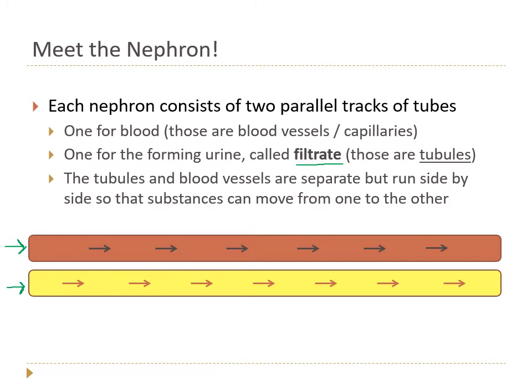So these blood vessels, these capillaries, run side by side with these tubules containing the filtrate. Some substances are going to move from the bloodstream into the filtrate. Some substances will move from the filtrate into the bloodstream, and we'll talk about how that happens in the next lecture. As they move along with each other side by side, things can get moved from one compartment, either the blood or the filtrate, to another.